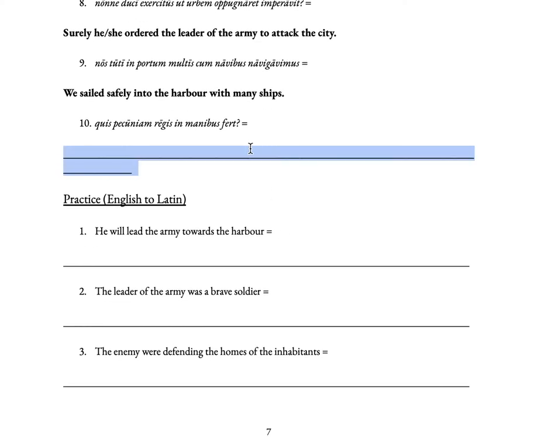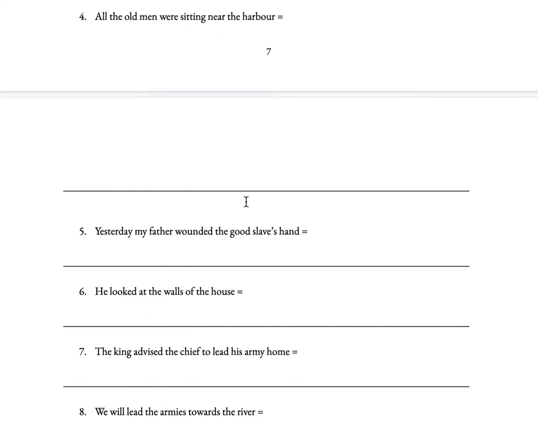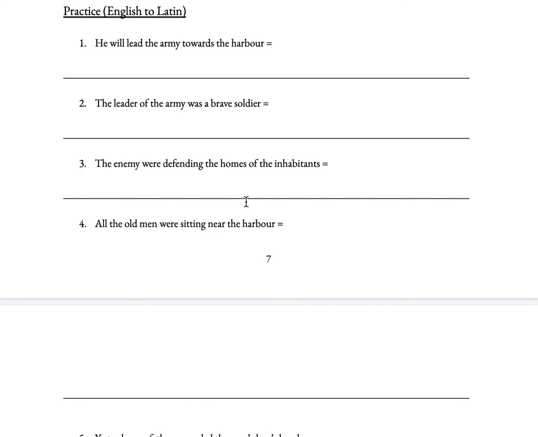And then, number 10, quis. Okay, so quis means who. Who, fert, who is carrying the pecuniam regis, the king's money. So regis is genitive singular, the king's money, in his or her hand. In manibus, in plus ablative. Okay, and then we have some English into Latin.